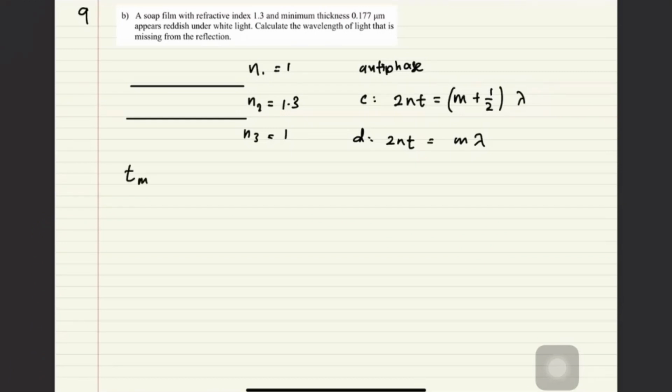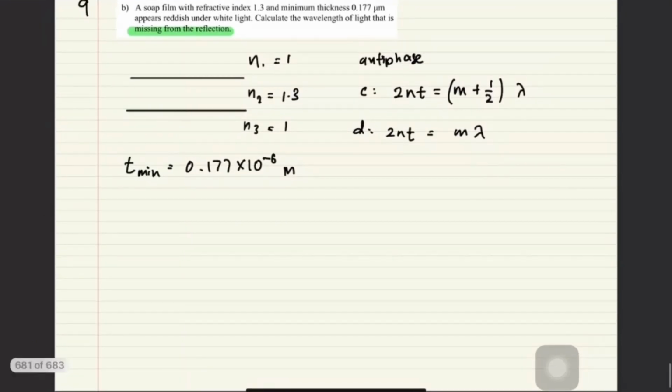Constructive. Okay, student, kalau kamu baca, kamu mungkin rasa dia konstruktif sebab dia kata appear reddish kan. Bila baca tu nampak macam konstruktif, tapi kalau kamu baca further, dia kata calculate the wavelength of the light that is missing from the refraction. So maksudnya dia tak reflected lah. So if it is missing from the refraction, it means that dia adalah destructive. Okay.